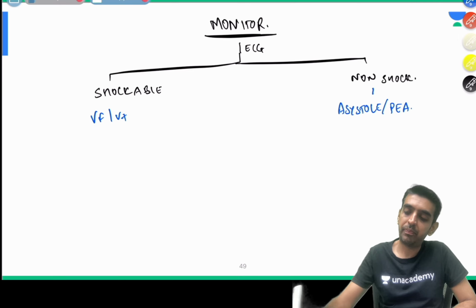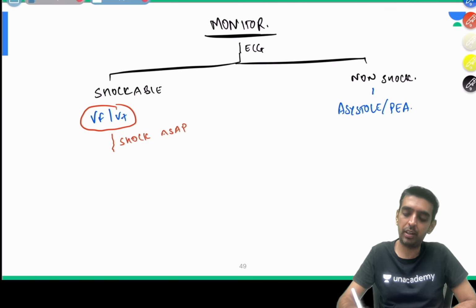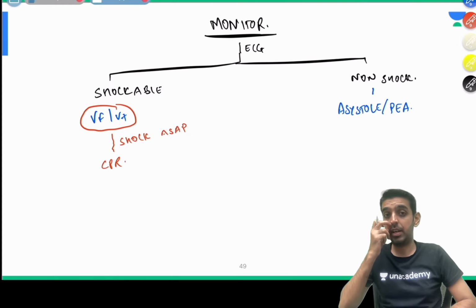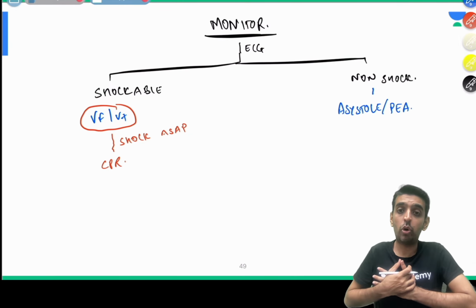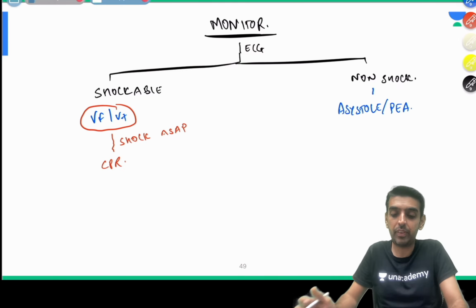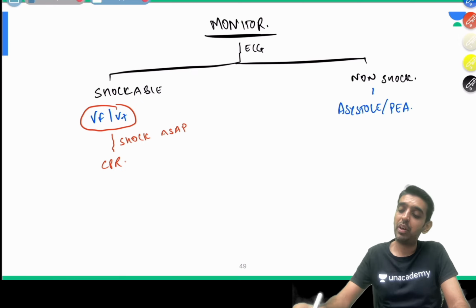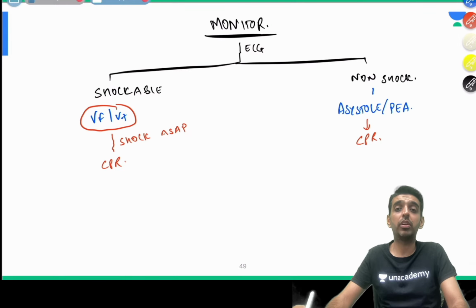So in shockable rhythm, whenever you get a shockable rhythm, because here ECG is attached, the first thing that we have to do is to deliver shock as soon as possible, right? And then we will continue with CPR, right? CPR is already ongoing. You've attached the monitors. You see on the monitor that it is a shockable rhythm, that is VF or VT. So first thing that you do is give the shock and continue with CPR, right? Whereas in non-shockable rhythm, you just keep on giving CPR.